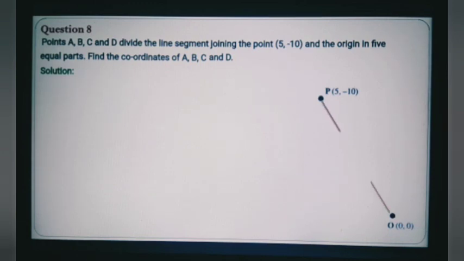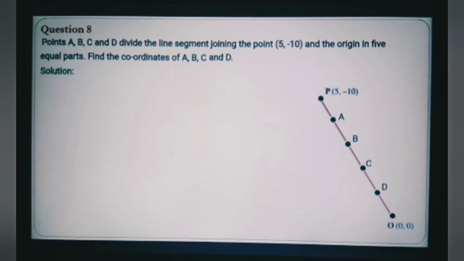Now I am joining these 2 points. These 2 points are marked by these 4 points A, B, C and D, which are lying equidistant. Now according to the question, these 4 points are dividing this line segment into 5 equal parts. That means 1, 2, 3, 4 and 5. So we have 5 equal parts divided by these 4 points. You need to calculate the coordinates of A, B, C and D.